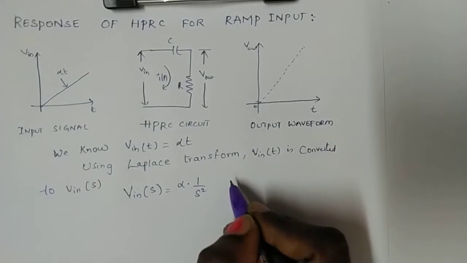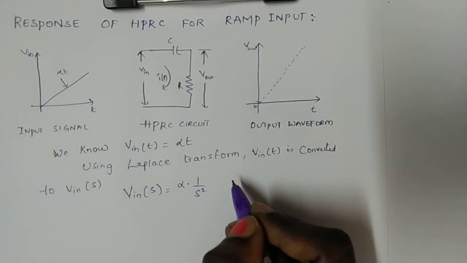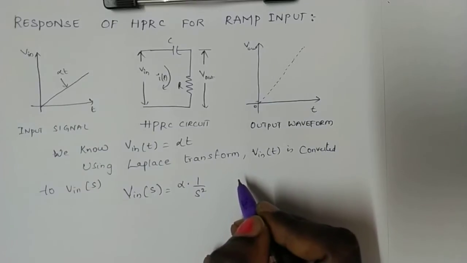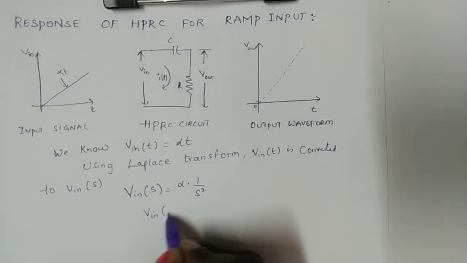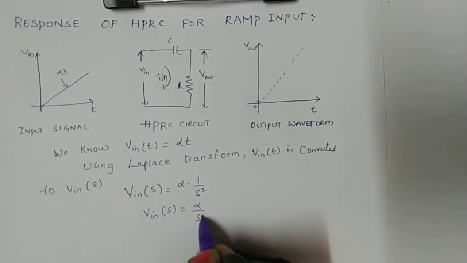We know the formula that the time domain function t, a linear function, becomes 1 by S square using the Laplace transform. We all know that formula. So V input of S equals alpha by S square.